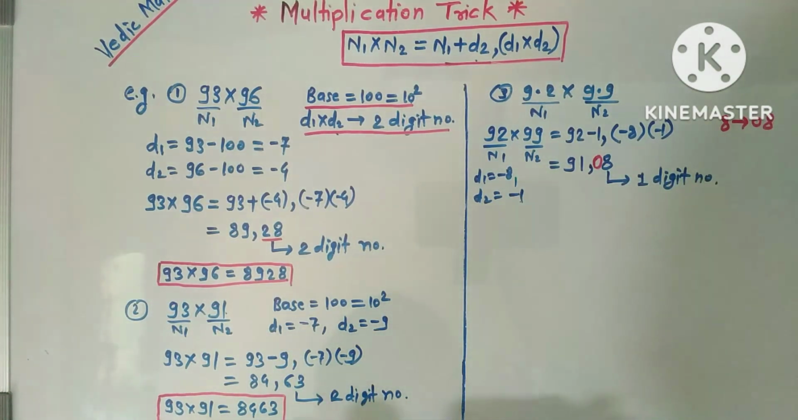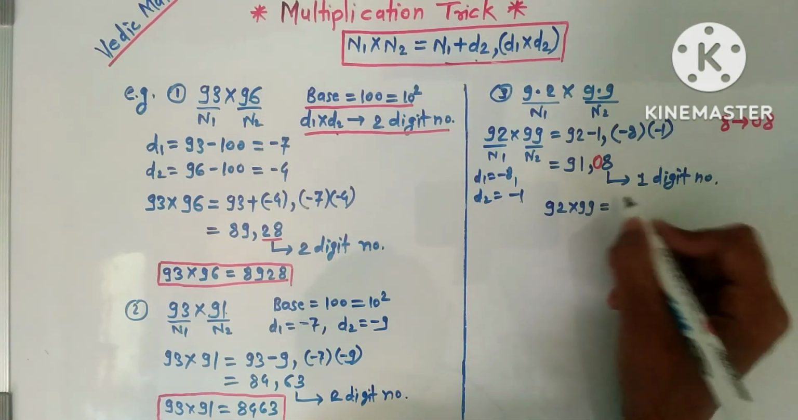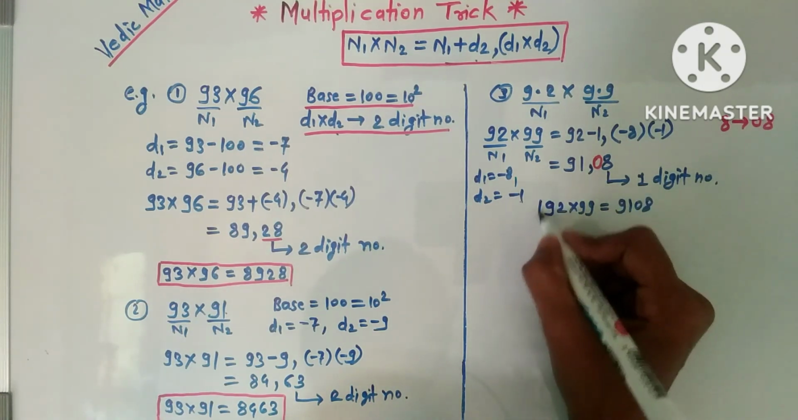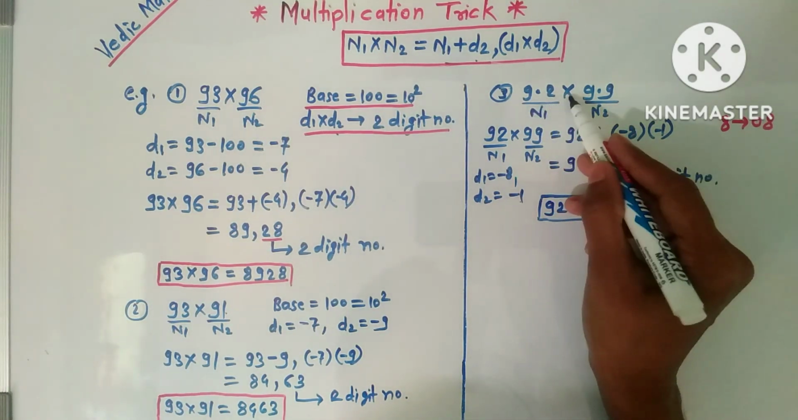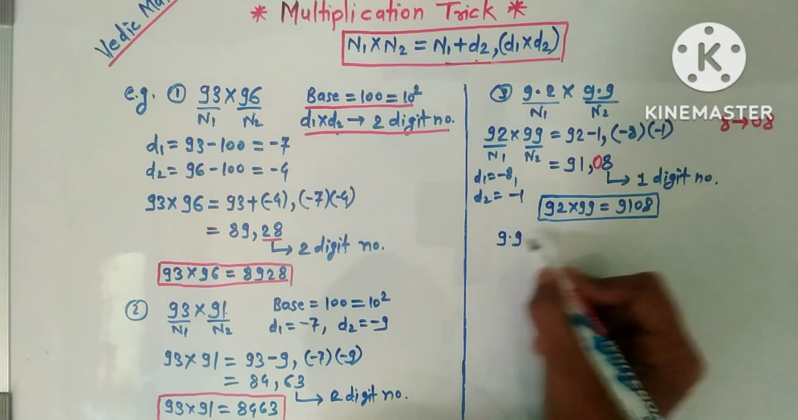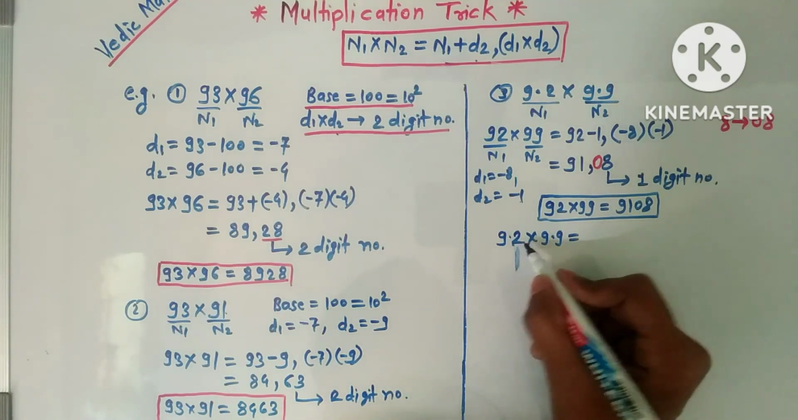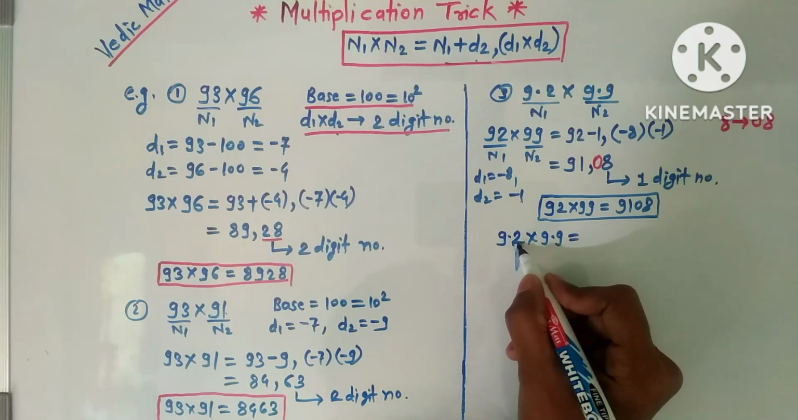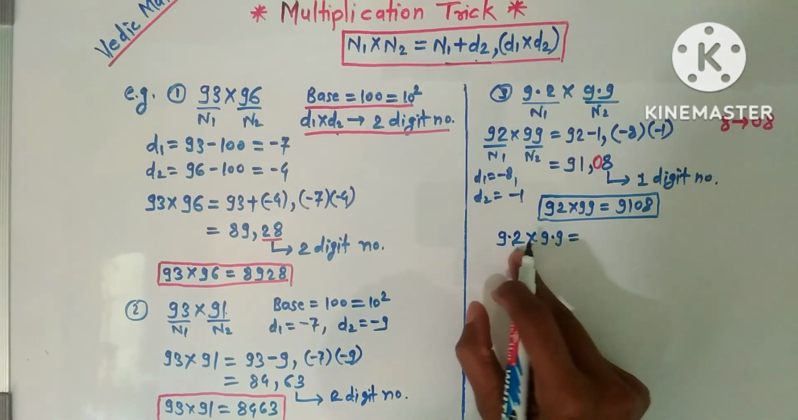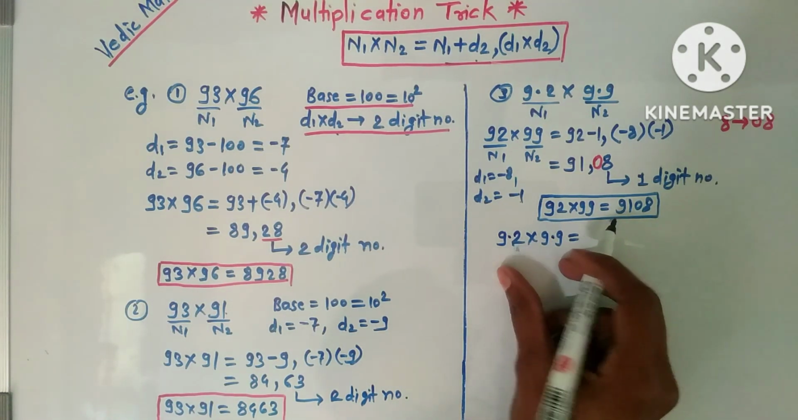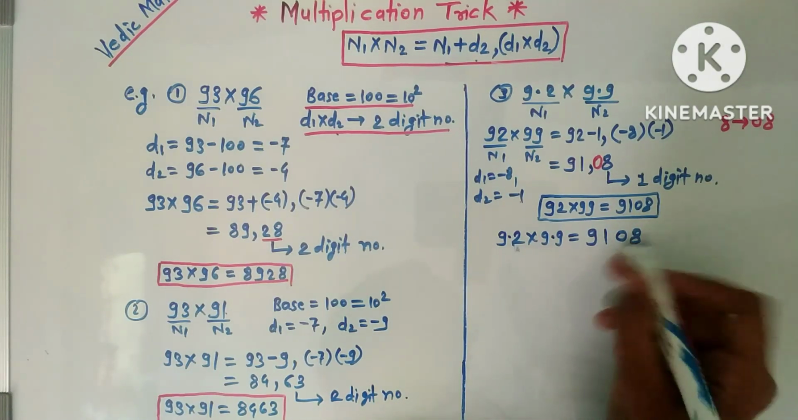So what is our final answer then? 92 into 99 is equal to 9108. So this is our correct answer. But what we have to find here? 9.2 into 9.9. See, here after 1-digit a decimal point is there, here also after 1-digit a decimal point is there. So in case of multiplication, we will take the addition of these digits, that means we have to put the decimal point after 2 digits, that means here.